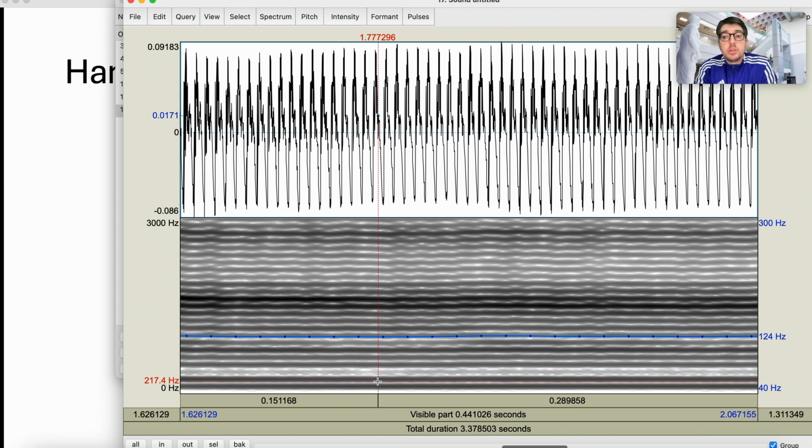124 plus 124, 248, right? Somewhere there, at around 250. Then the third, the fourth, and so on and so forth. You can see these bars in the lower part of the screen, each of these bars is showing a single harmonic.